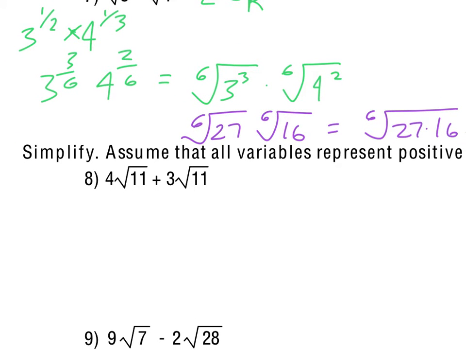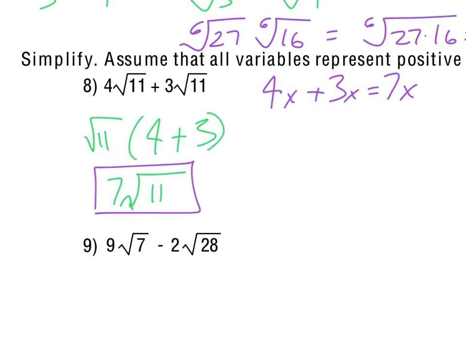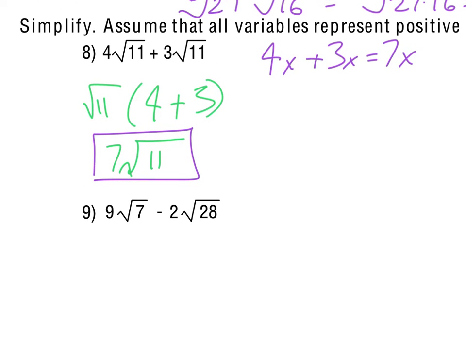Here we're just adding these radicals together, so 4 square roots of 11 plus 3 square roots of 11. Those are like radicals. The long way of looking at that is you factor the square root of 11 out, you're left with 4 plus 3, and so you end up with 7 square roots of 11. The fast way is almost treating it like it were 4x plus 3x, which of course would be 7x, except instead of x we've got square roots of 11, so 7 square roots of 11 there.